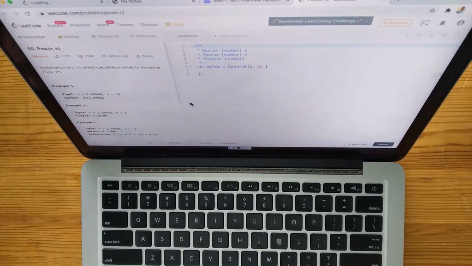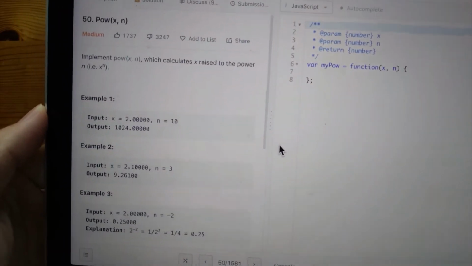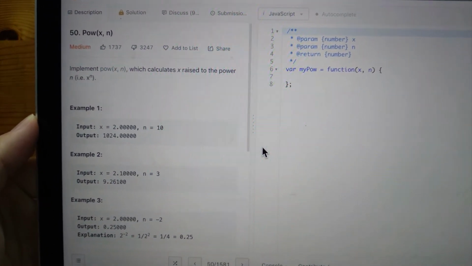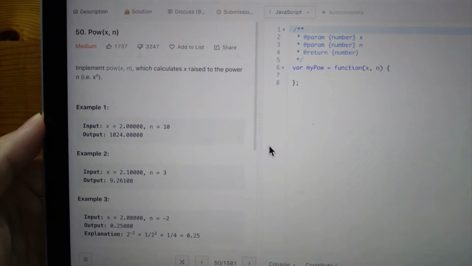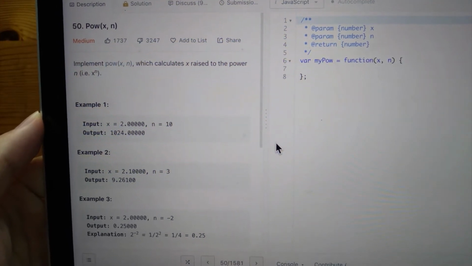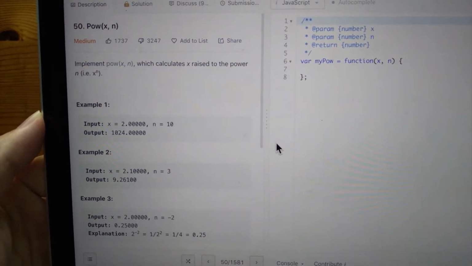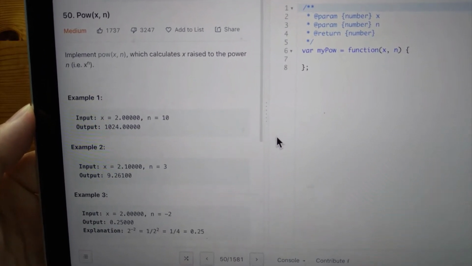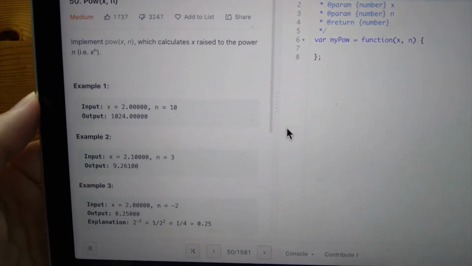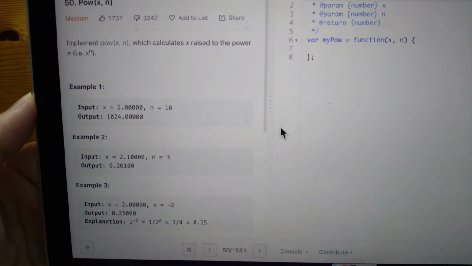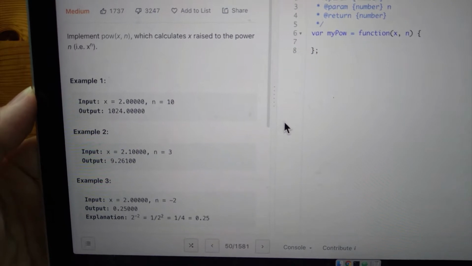Alright folks, I'm going to implement the power function. This is a challenge on the LeetCode website, which is simply to implement the power function. Usually the standard library of your programming language would give this to you, but in this case, we're going to have to write our own. It gave us a few examples, such as 2 to the 10th power is 1024.